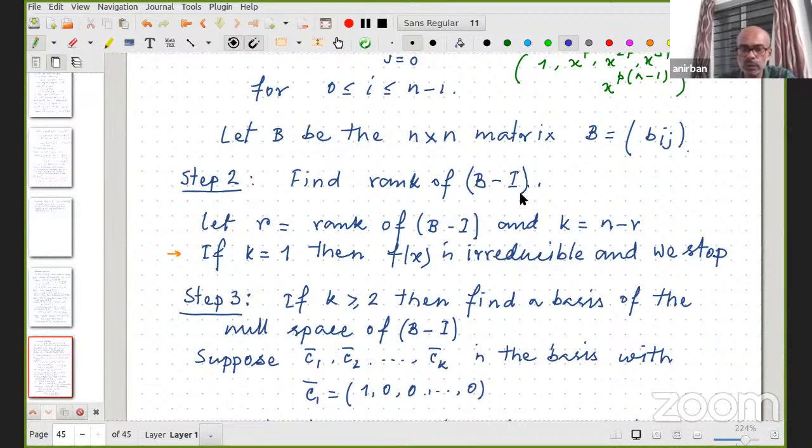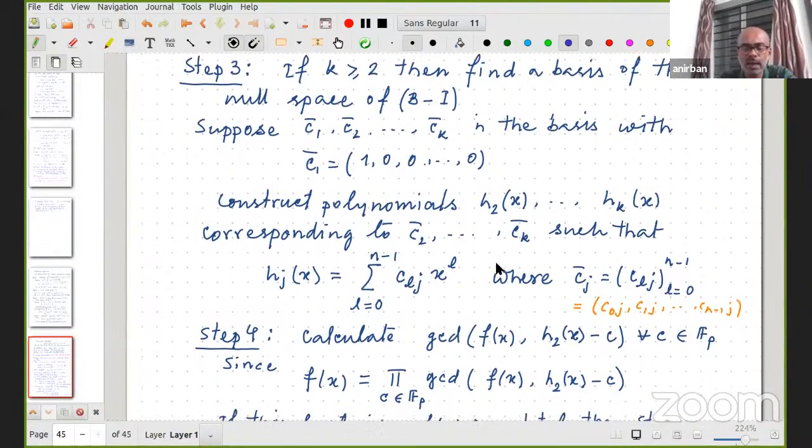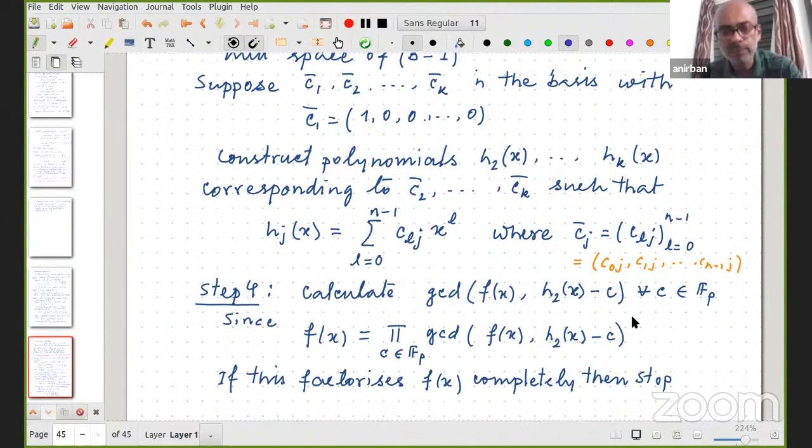If the dimension is more than 1, then as we have noticed, the first basis vector is going to be this (1, 0, 0, ...). So we start with that vector. That vector will belong to the null space by our construction, and we construct a basis starting from this. And for each of these basis vectors, we construct polynomials, and then we use our first theorem. So we write f(x) as a product of GCD of f(x) and these polynomials subtracting this c, which runs over the finite field.